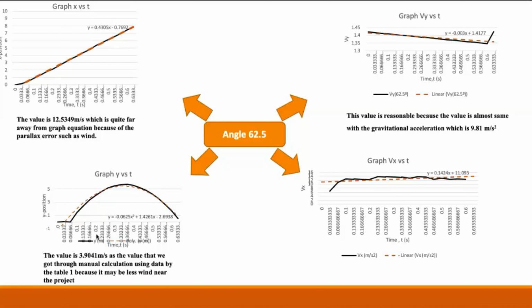And also you can see this graph for Vx over T. As you see, the Vx is linear. That's the equation for the graph. For graph Vy over T, it is y equals negative 0.003x plus 1.514177. From the graph we know that this value is reasonable because the value is almost the same as the gravitational acceleration, which is 9.81 meters per second squared.